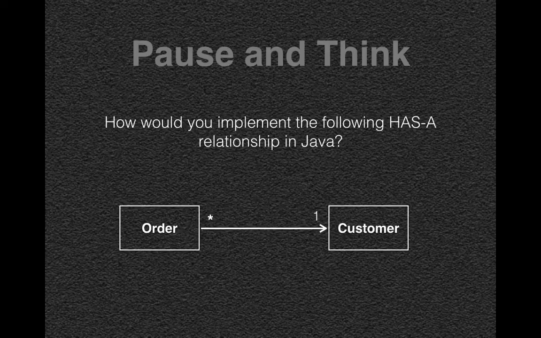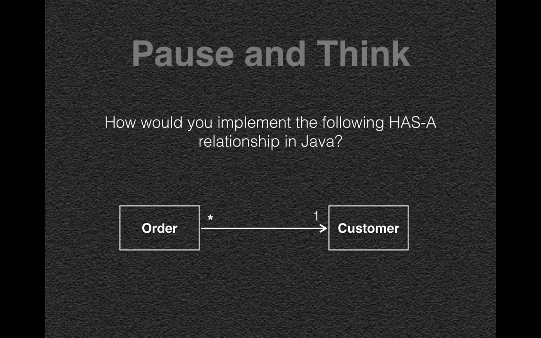Okay, ready? The answer is that you would implement this has-a relationship just like you would implement any has-a relationship in Java. You would have a field, instance variable, in your order class that was of type customer. Now, you might think, wait a minute, isn't that how we would typically implement attributes? Didn't we just talk about an example with the date received attribute where we implemented it as a field? The answer is yes. That's how we implement attributes.